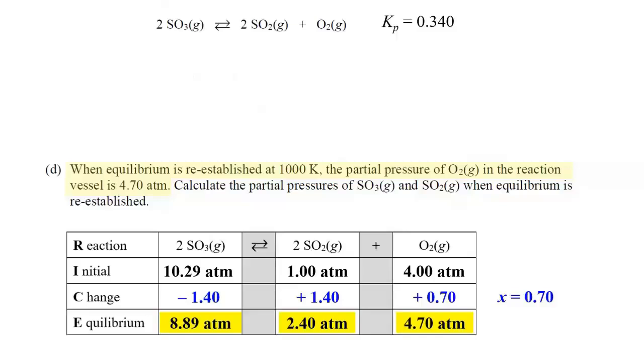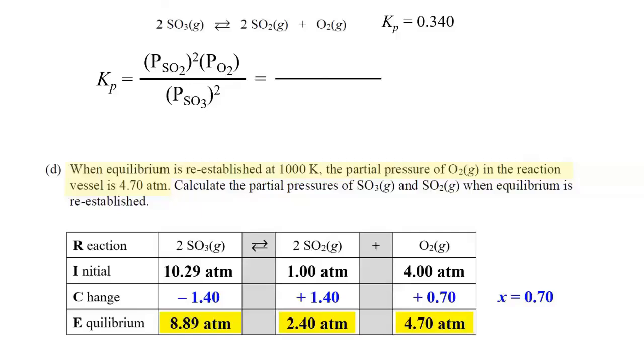Let's go ahead and do that final check to see if these 3 new numbers in fact represent an equilibrium system. So it's going to be products over reactants, the partial pressure of SO2 squared times the partial pressure of O2 divided by the partial pressure of SO3 squared. So 2.40 squared times 4.70 divided by 8.89 squared.